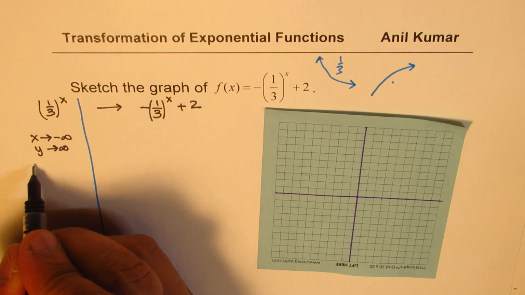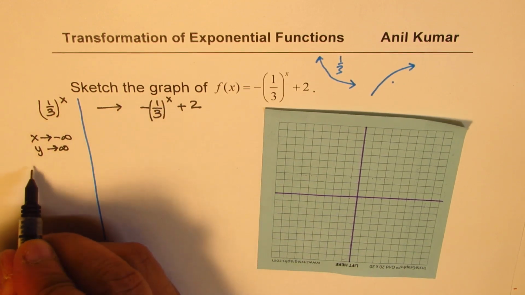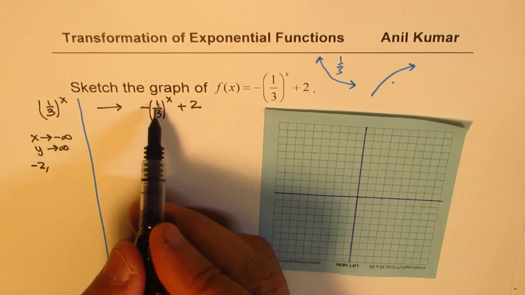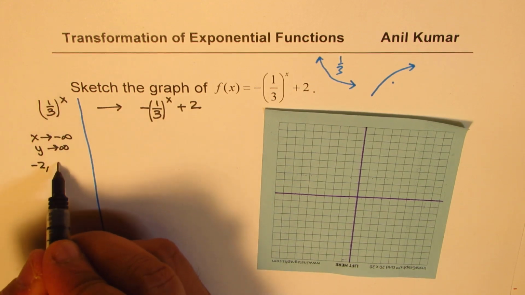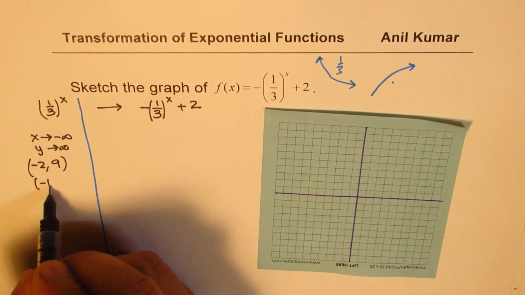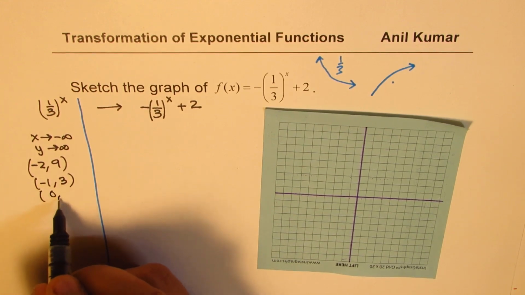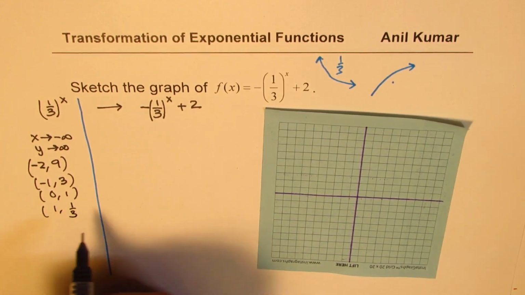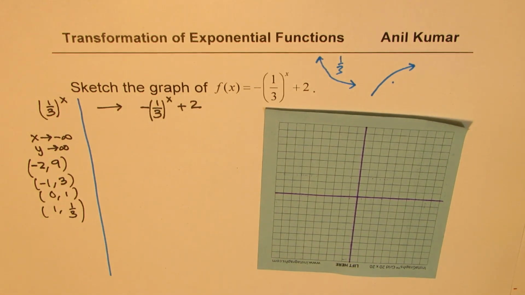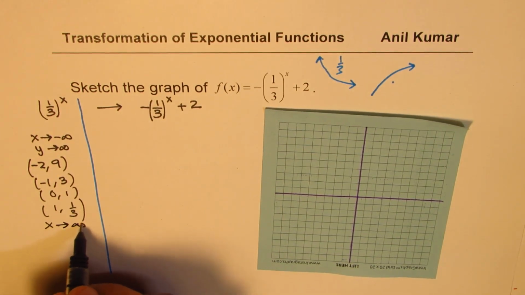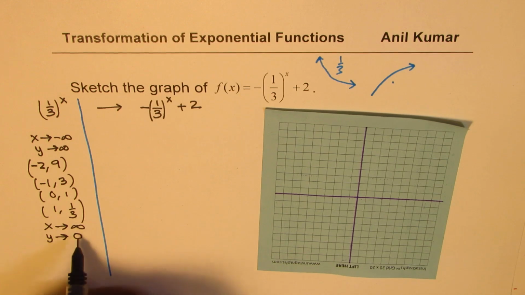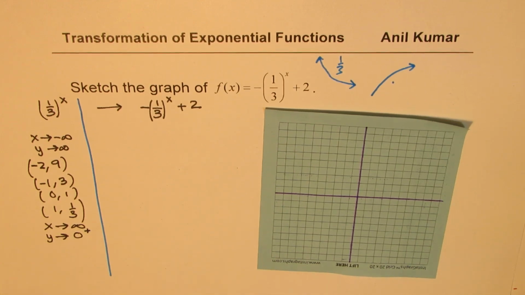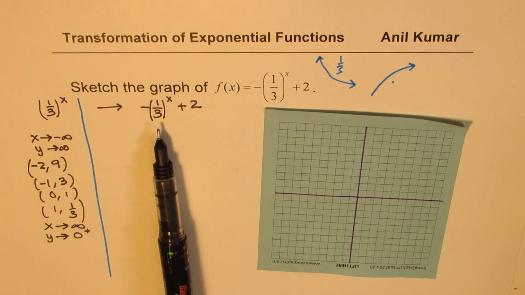Now if x is equal to, let's say, minus 2, then 1 over 3 to the power of minus 2 will give you 3 to the power of 2, which is 9. For minus 1, we get 3. For 0, it will be 1. For 1, it will be 1 over 3, correct? So these are the points. And when x approaches infinity, 1 over 3 to the power of x will approach 0, of course from the positive side. Those are the critical things we need to consider for drawing the transformed function.